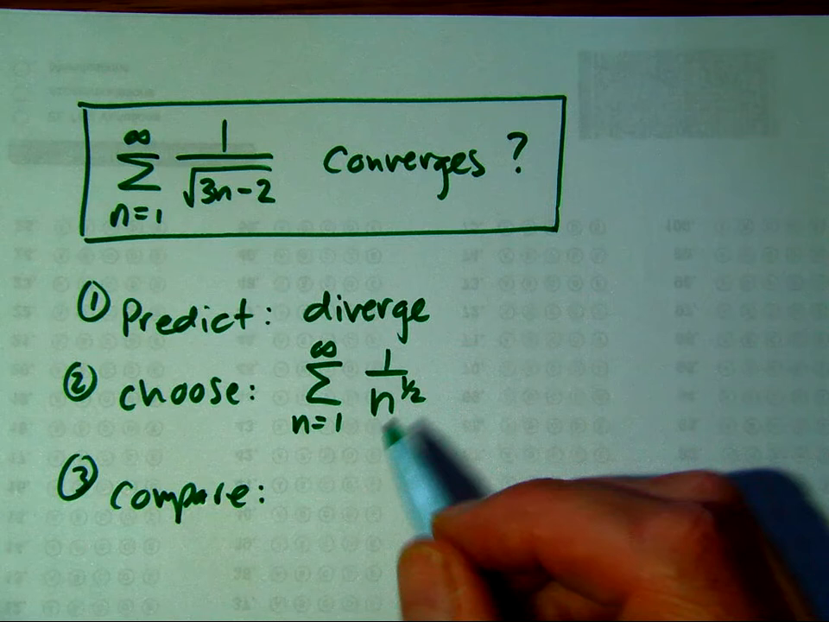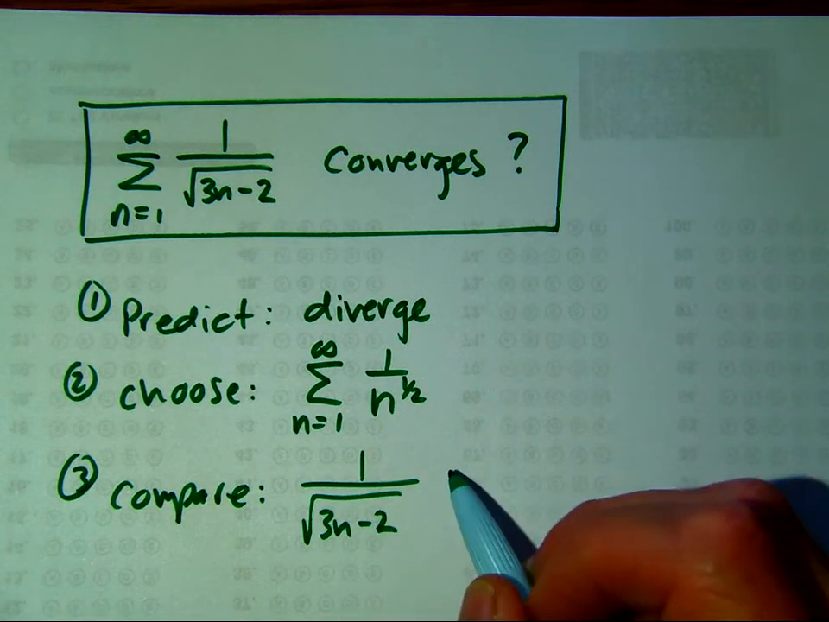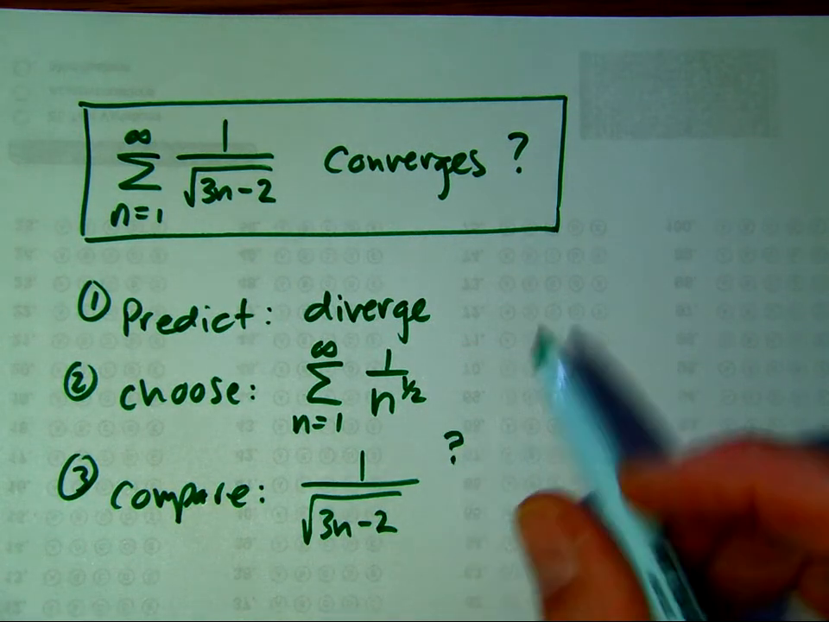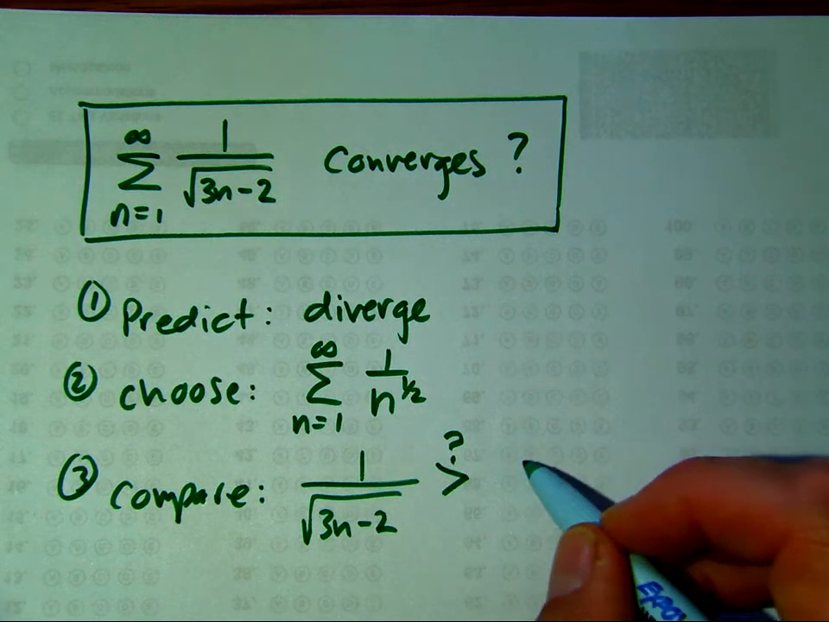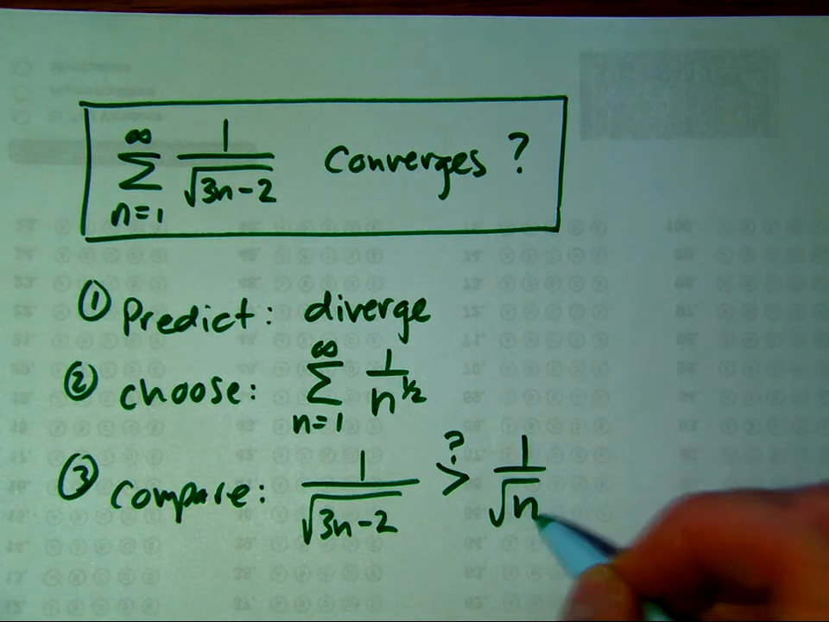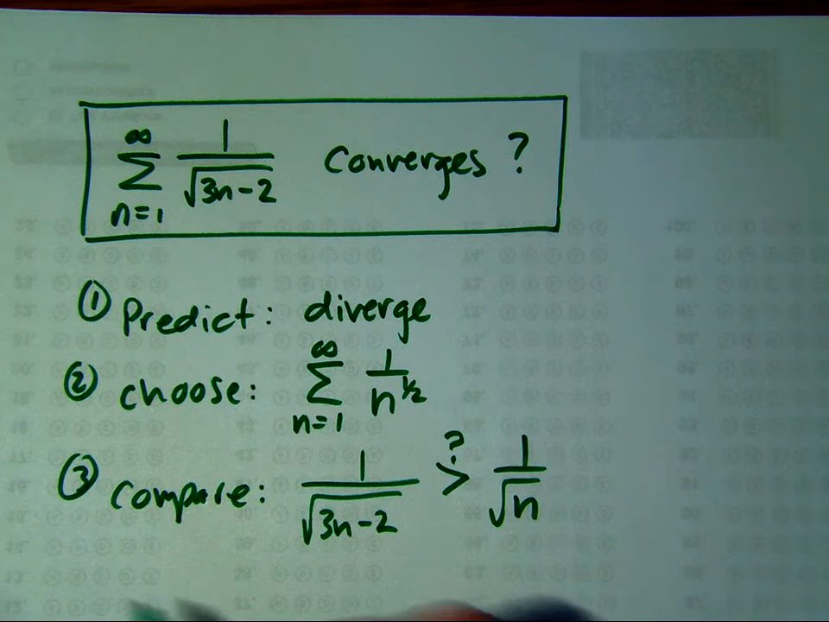We need to show that this is, if we're going to say this is going to diverge, it has to be greater than this. But it looks like it might be less than if you have that 3 in there. So we have to do the limit comparison test.